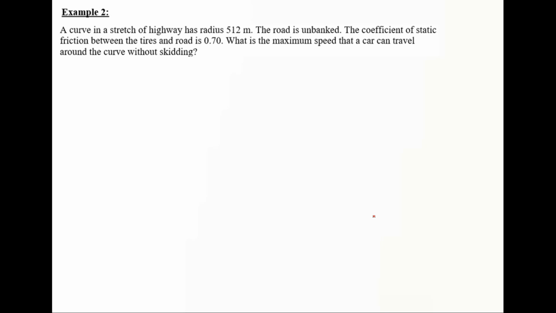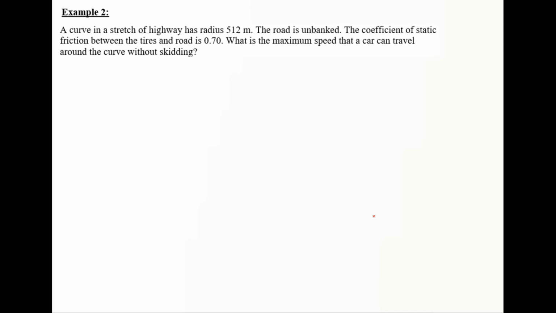Now, example 2: a curve in a stretch of highway has a radius of 512 meters. The road is unbanked. The coefficient of static friction between the tires and the road is 0.7. Now remember that we're not interested in the coefficient of static friction unless we're at the edge of motion. Edge of motion is related to maximum or minimum values. Then what is the maximum speed at which a car can travel around the curve without skidding? Indeed, maximum speed means that we are at the verge of motion.